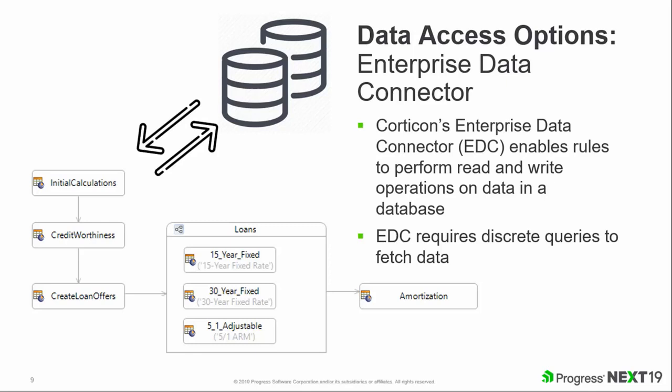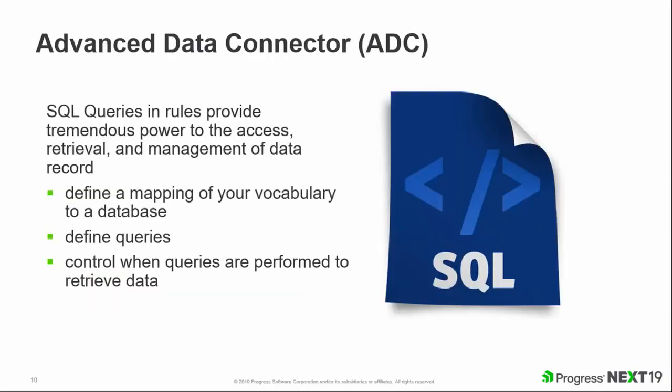scale of the amount of data is going to be somewhat limited, because once you get to a certain level of size of data that you're looking to operate on, then having those discrete queries will introduce some limitations as far as performance. And that's where Advanced Data Connector begins to really get into the big data side. So this is where you are really getting your rules closer to the data.